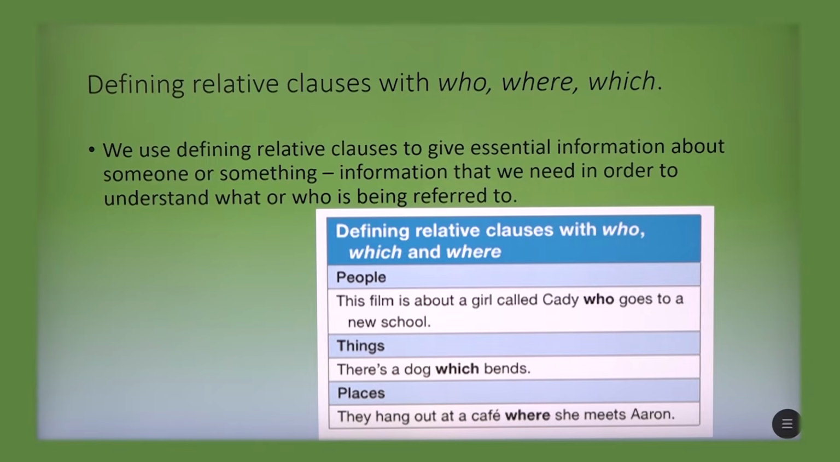Next one is things. We use which about things. There's a dog which bends. And the last one, places, we use where when we are referring to places. For example, they hang out at a cafe where she meets Aaron.